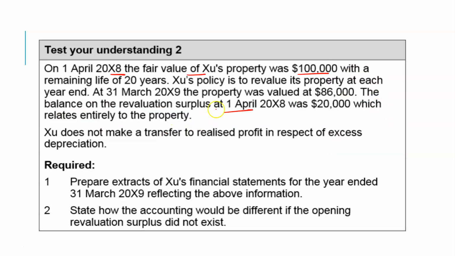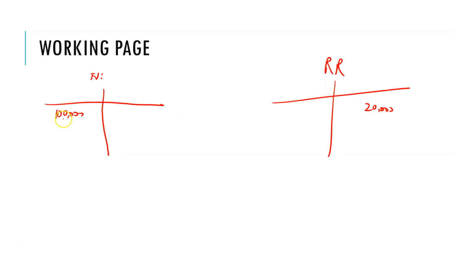Okay, then it says here that Zoo's policy is to revalue its property at each year end. At the 31st of March, the property was valued at 86,000, and the remaining life, if you see here, is 20 years. So it means that this is the beginning of my year, which was the 1st of April, X8. So I will carry out my depreciation as normal. It's over 20 years, so there's really no residual value.